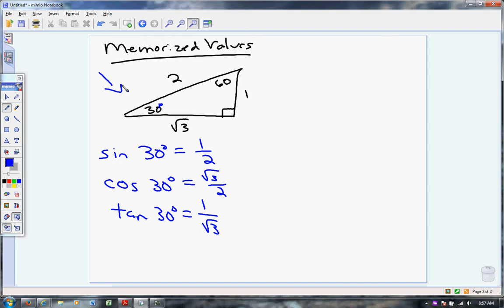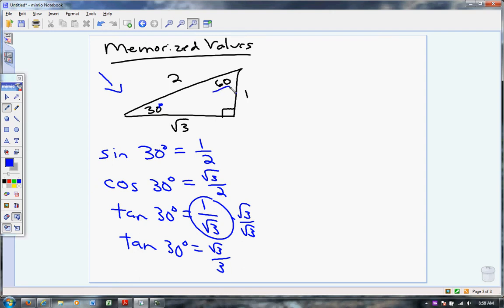Now this last one for tangent, we normally rationalize. So I'd multiply by radical 3 over radical 3. So we normally say the tangent of 30 degrees is radical 3 over 3. That's the value we normally use, is radical 3 over 3. Okay? Now, I'm not going to do the reciprocal functions right now. I'd rather go to the 60-degree angle.